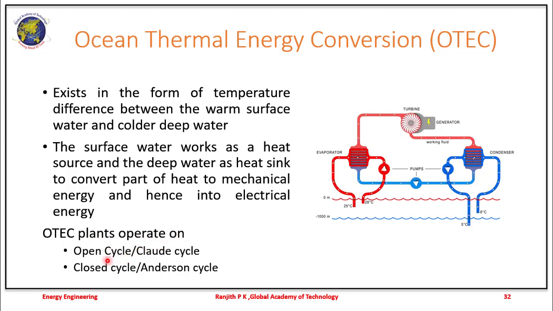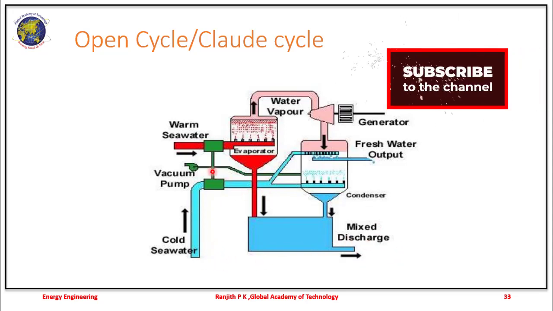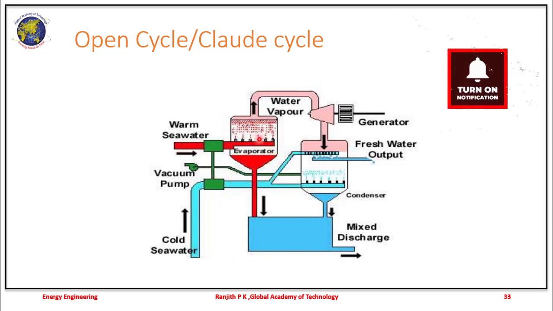The OTEC plants could be classified as open cycle, or more commonly known as Claude cycle, and closed cycle, also known as the Anderson cycle. In the open cycle, as the name suggests, the water is discharged into the system, and the fresh water is used for each cycle of power generation. The warm seawater is made to pass through an evaporator where it flashes the vapor. This water vapor contains heat. This heat is utilized to run a turbine and a generator, and thus the power is produced.